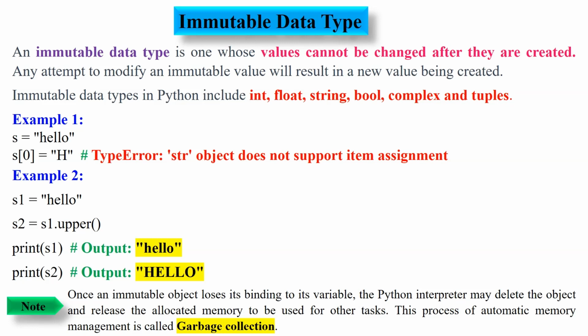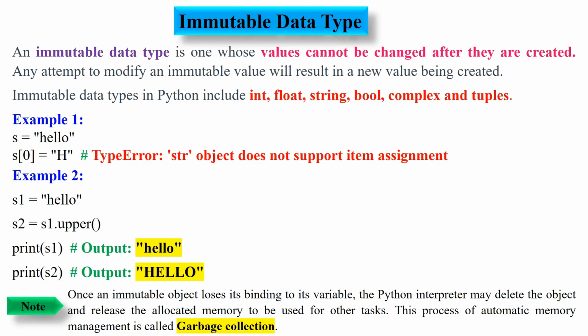Next line, print s2, uses the print function to output the value of s2. The output of the second print statement is uppercase HELLO. This is the result of calling the upper function on s1 and storing the uppercase version of the string in s2.